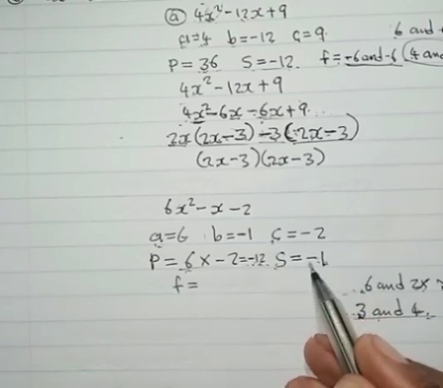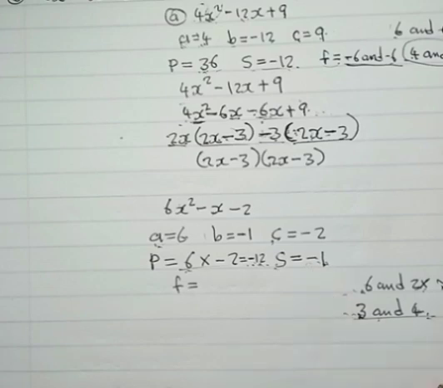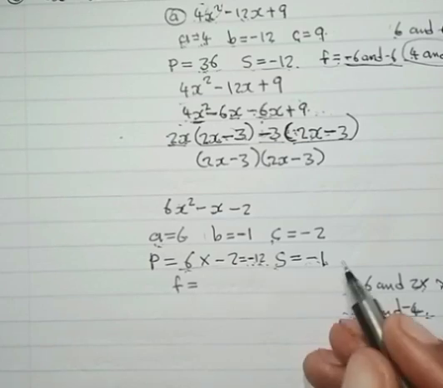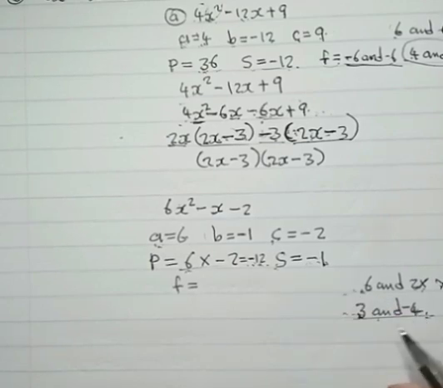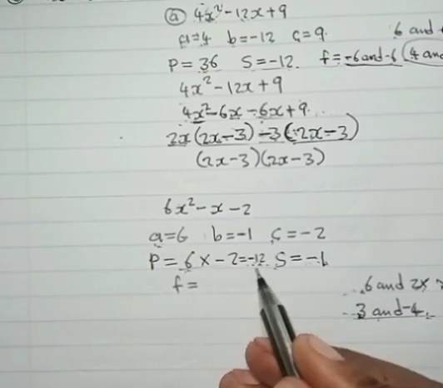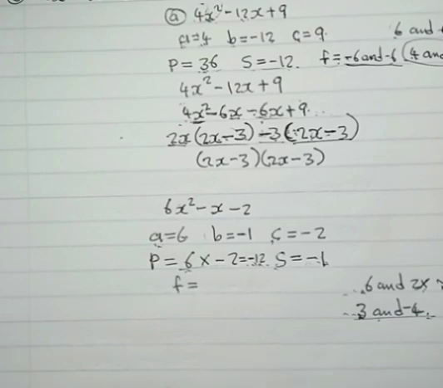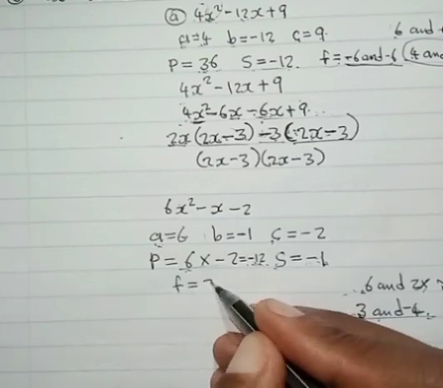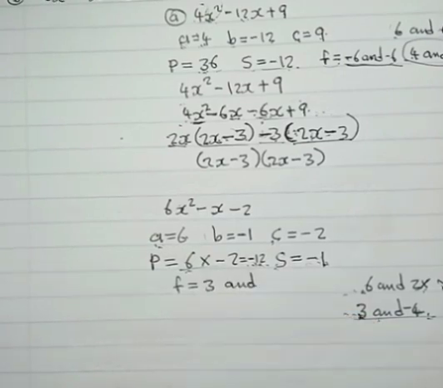Because you can see our sum is negative 1, so this sum is getting the sign from the bigger number. So the bigger number here must have a negative. Negative 4 plus 3, the answer is negative 1. Negative 4 times 3, the answer is negative 12. Perfect. So we say our factors are 3 and negative 4.